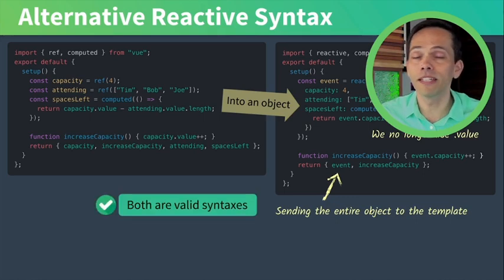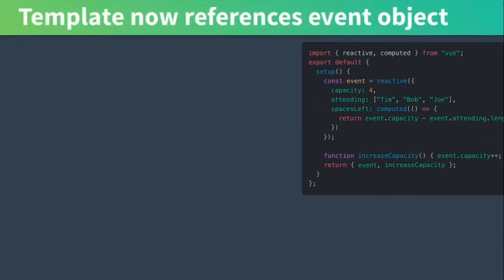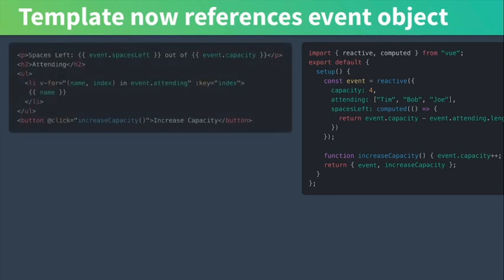Both of these are completely valid syntaxes. It's up to you which one you use. Now, since we're sending the entire event object into the template, our template is going to look a little different. Notice here we have to specify event.event.event to access the properties on this reactive object.